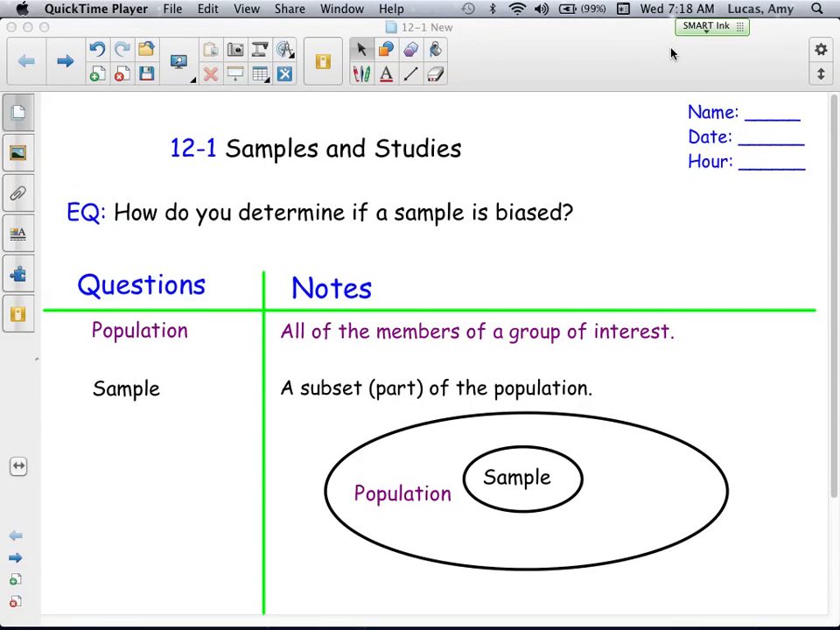Lesson 12.1, Samples in Studies. Our essential question is, how do you determine if a sample is biased?